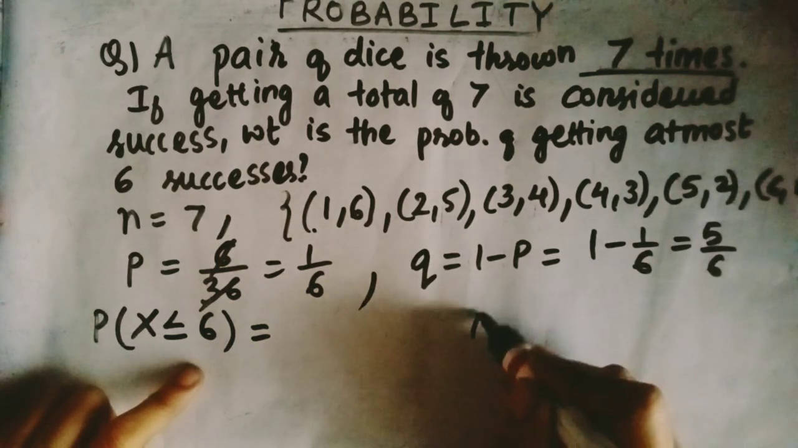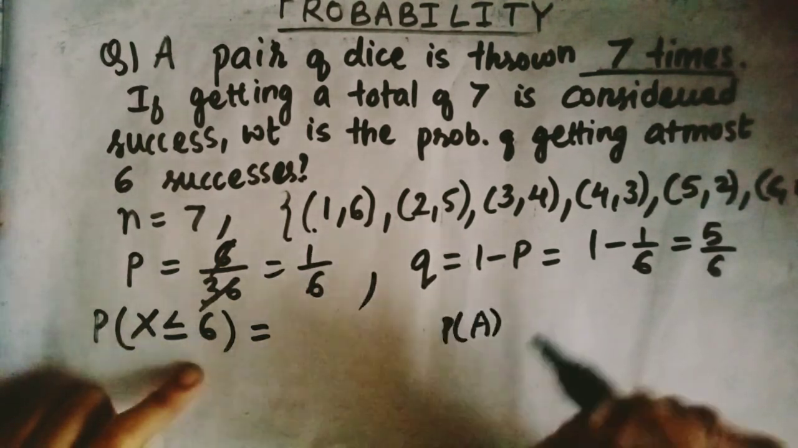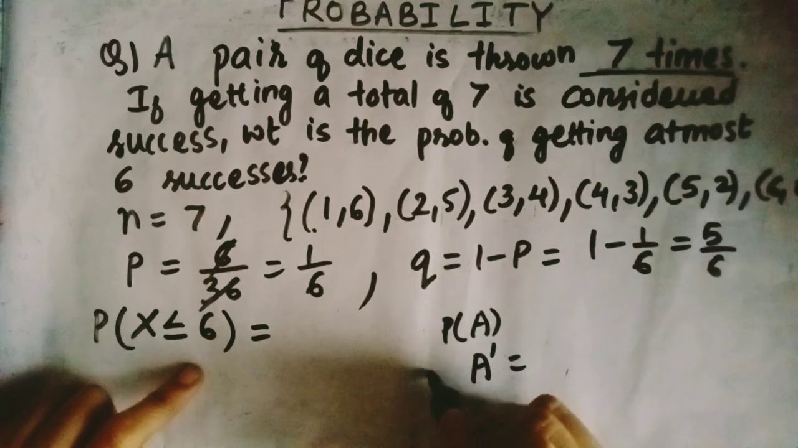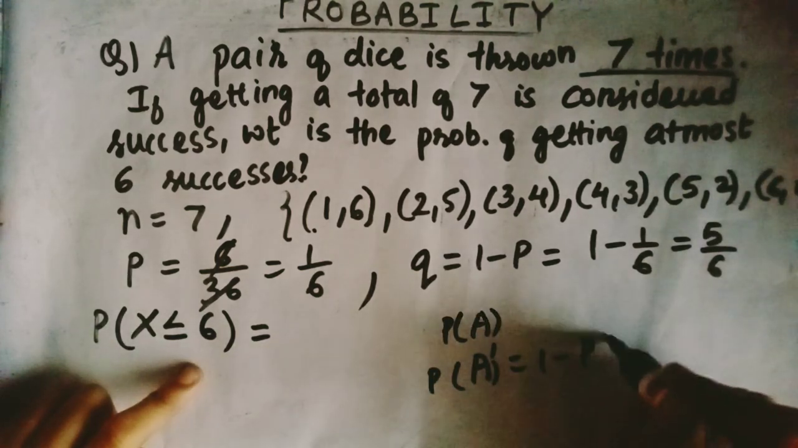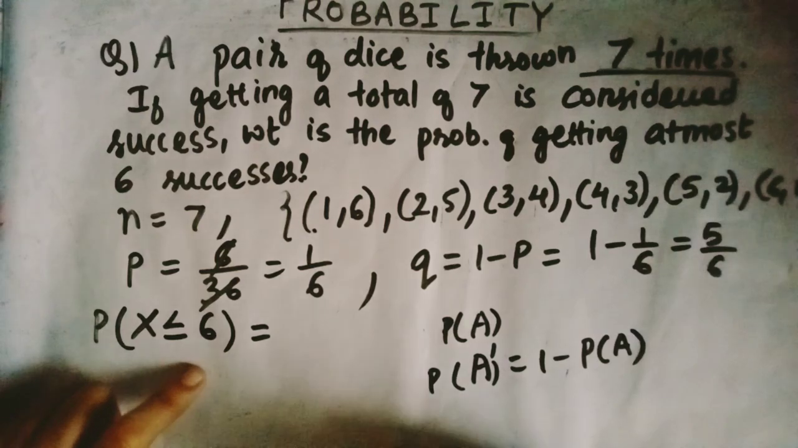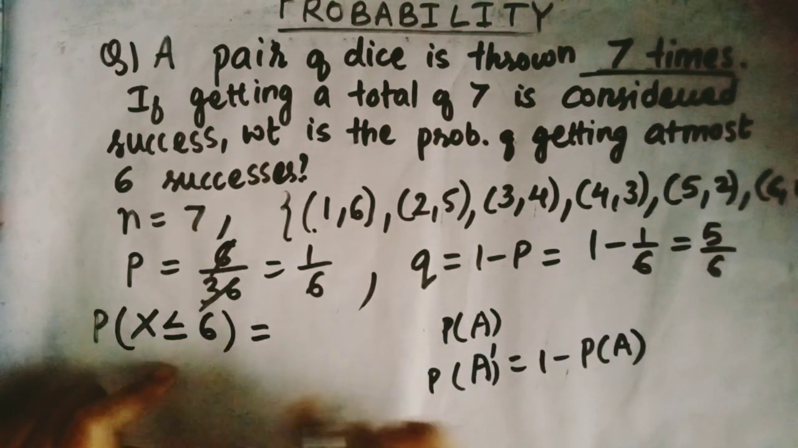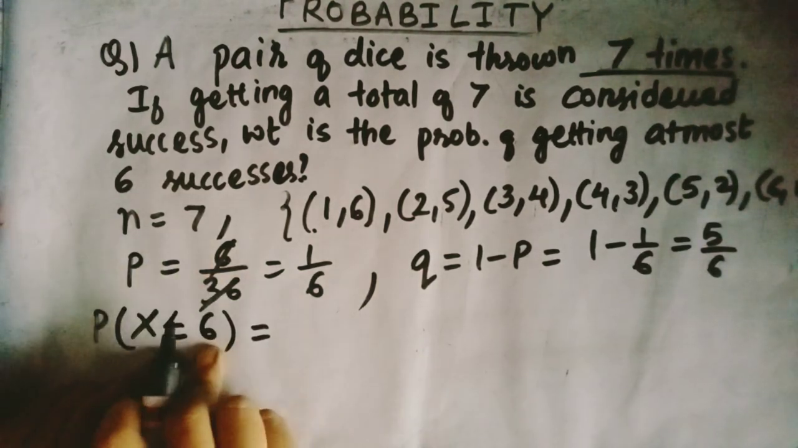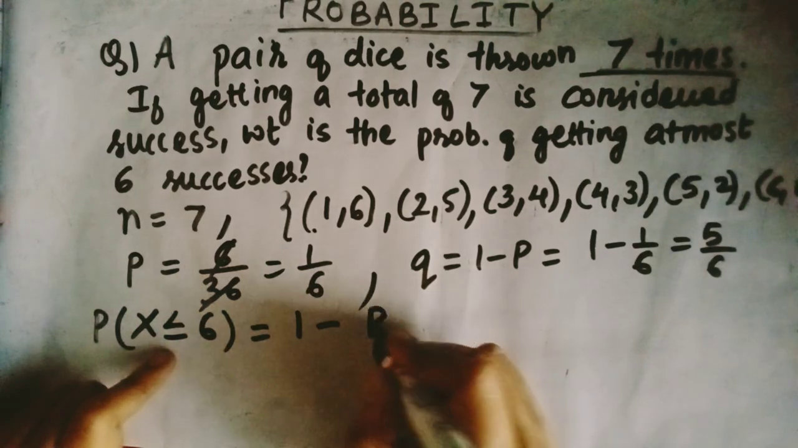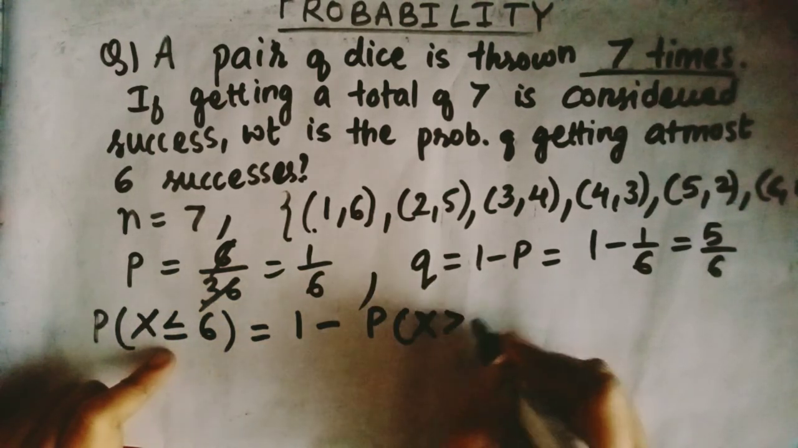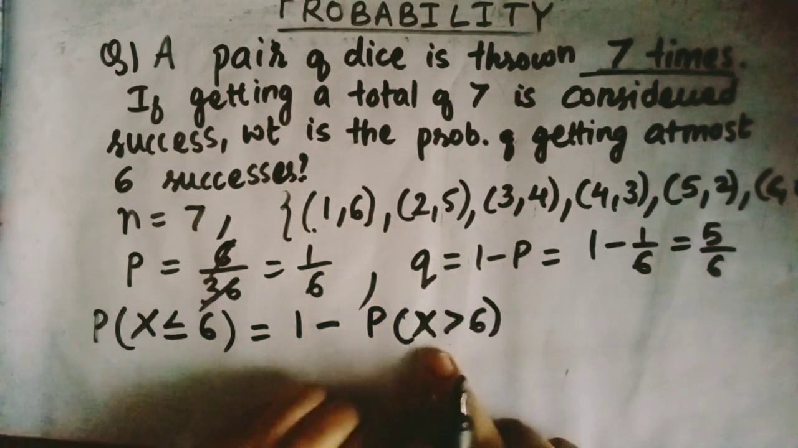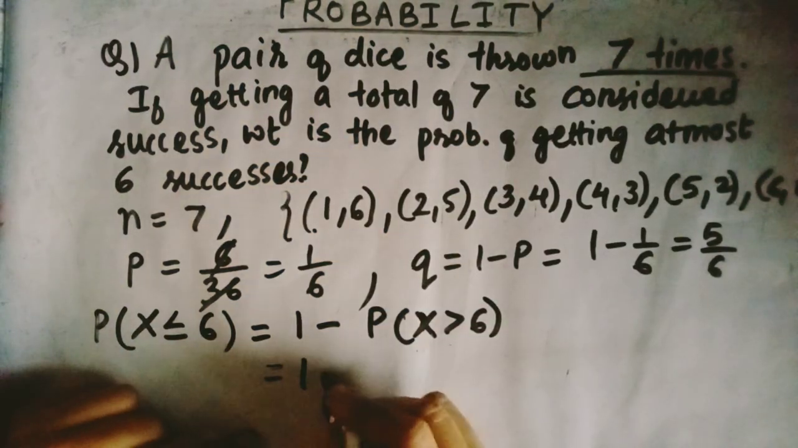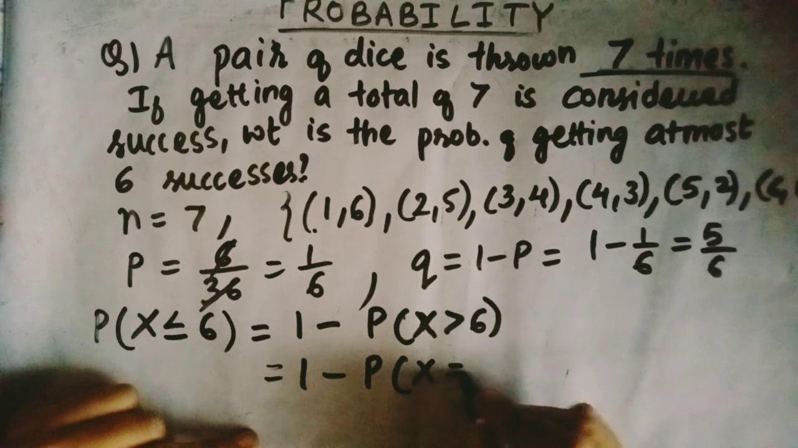Whenever we take some event A, probability of A, and we have to find the probability of not getting A, that is the complement, what we do? We take 1 minus probability of that event, right? So here also you can apply the same thing. So not getting at the most 6 will be 1 minus P of x greater than 6, and we know that for x greater than 6 only one value is there, that is x equal to 7. So we can use 1 minus P of x equal to 7.